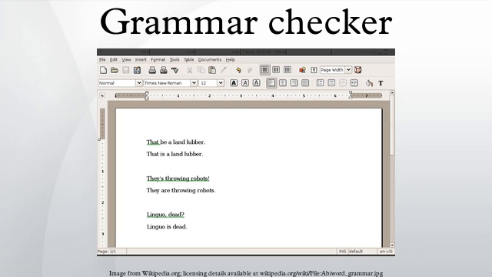A grammar checker, in computing terms, is a program, or part of a program, that attempts to verify written text for grammatical correctness. Grammar checkers are most often implemented as a feature of a larger program, such as a word processor, but are also available as standalone applications that can be activated from within programs that work with editable text. The implementation of a grammar checker makes use of natural language processing.